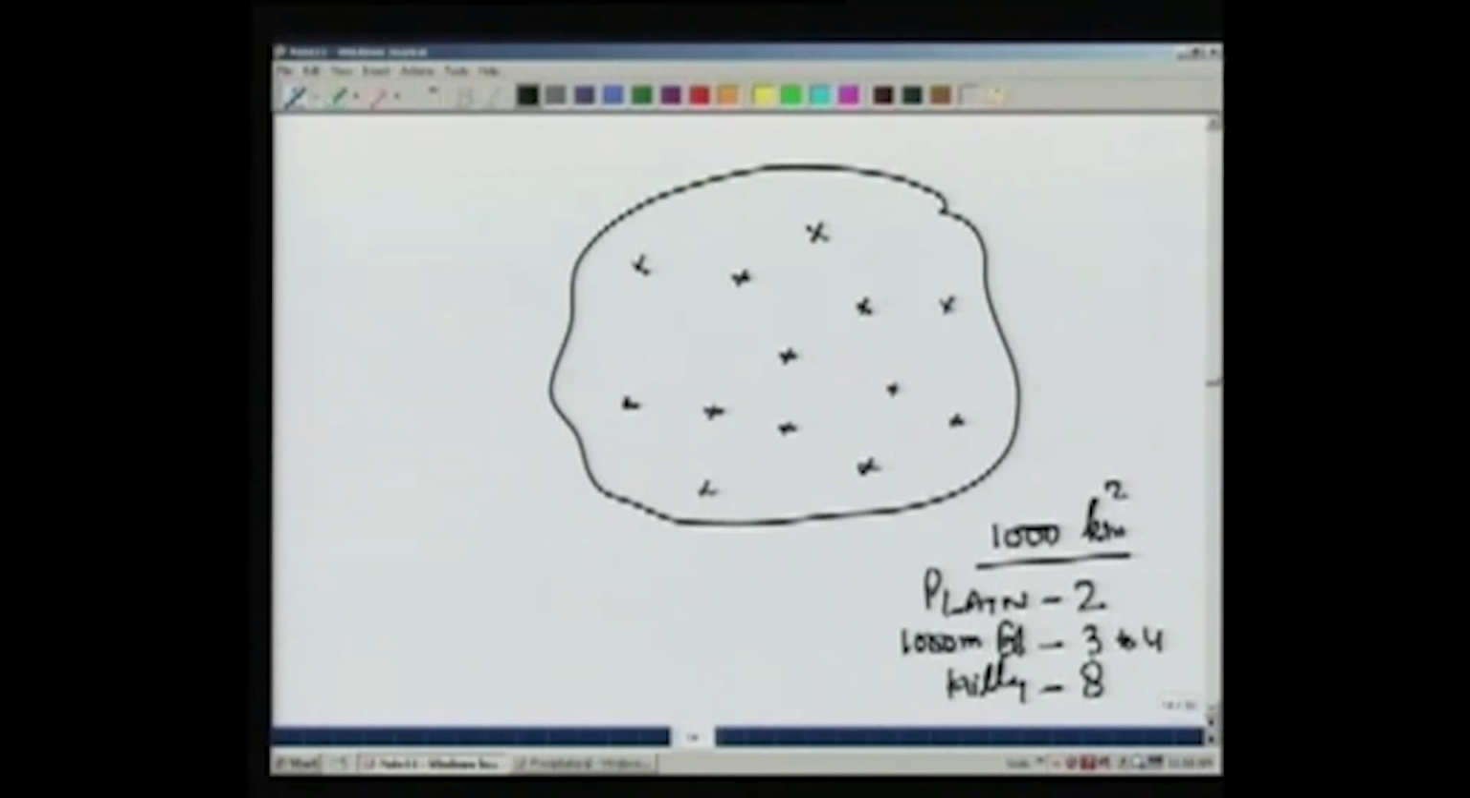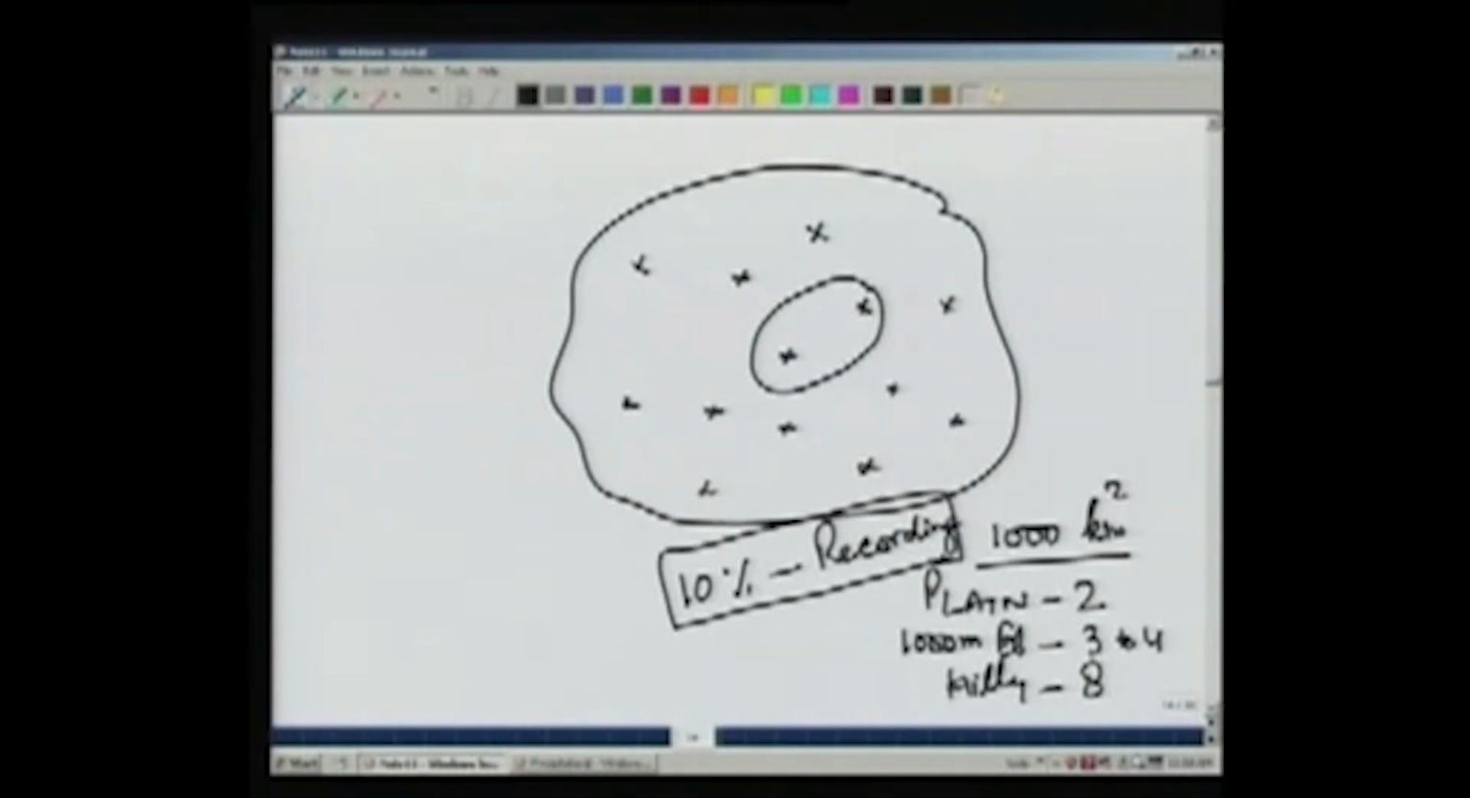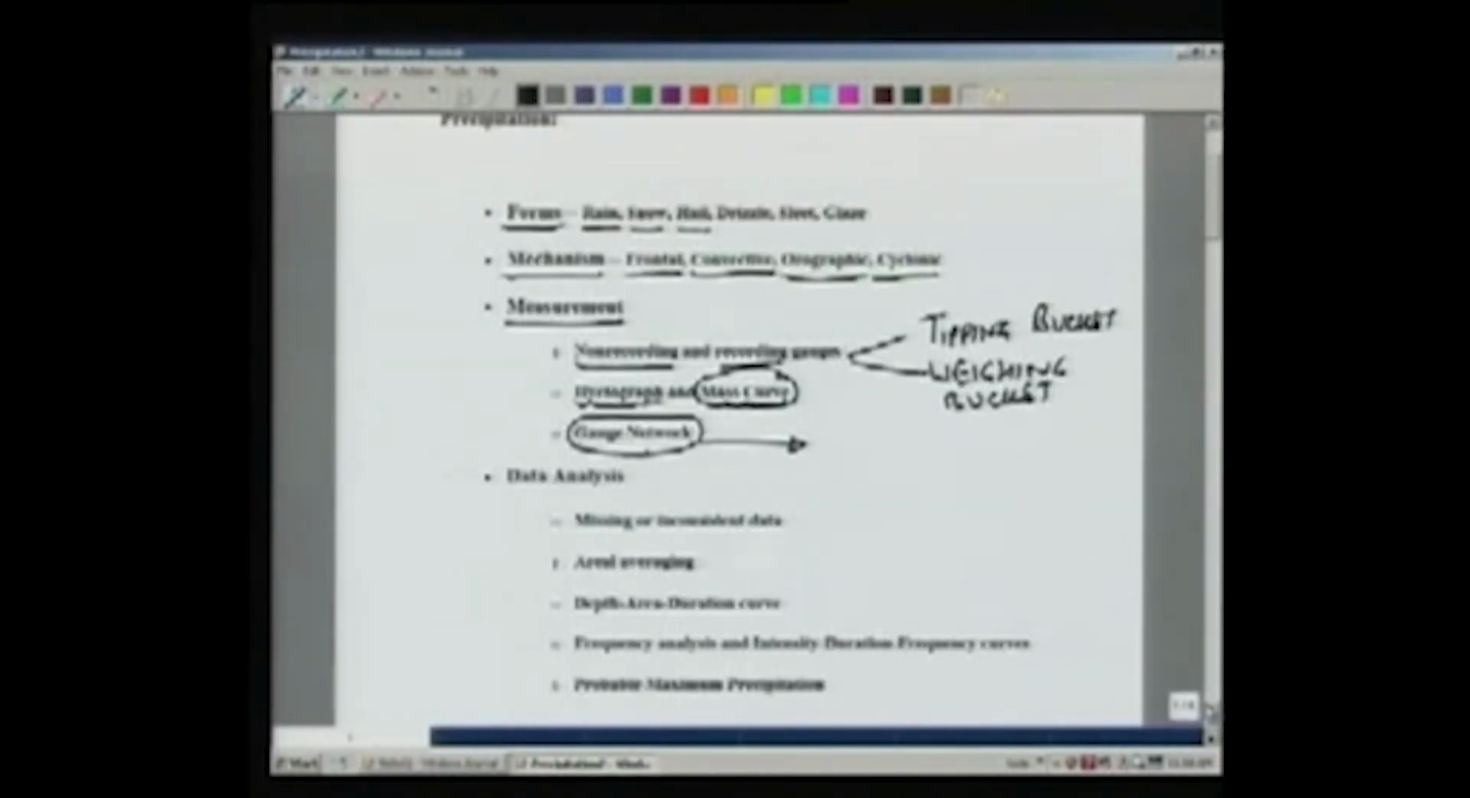And another guideline is that 10% of the rain gauges should be of recording type. So if we have let's say 15 gauges in this area, 1 or 2 should be recording, and based on the record of those 1 or 2, we can estimate the temporal variation of rainfall on the other stations also. That's why these 10% recording gauges are to be used. Once we collect the data from these gauges, we have to analyze the data. So the next thing we will discuss is the data analysis.